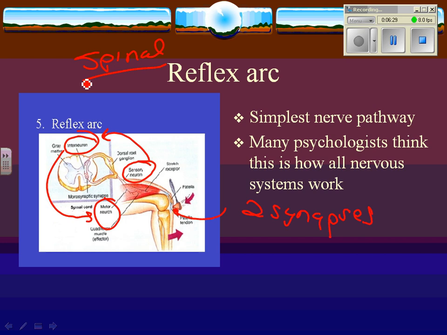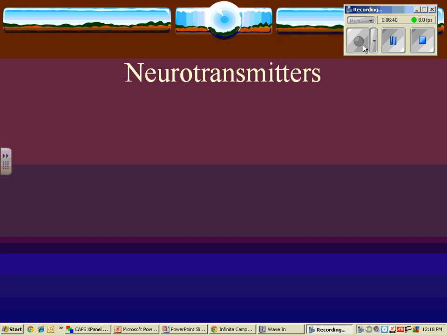And instead, it's kick, boom. Has anybody tested the Achilles reflex yet? That's a spinal reflex. Okay? Do you remember, Julian? It's a little blurb about neurotransmitters.